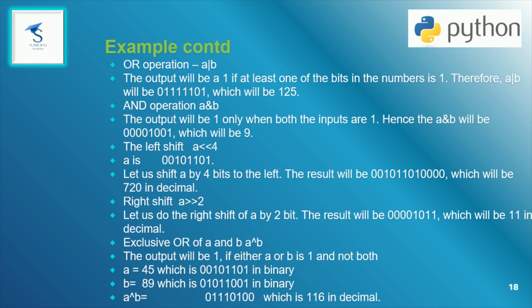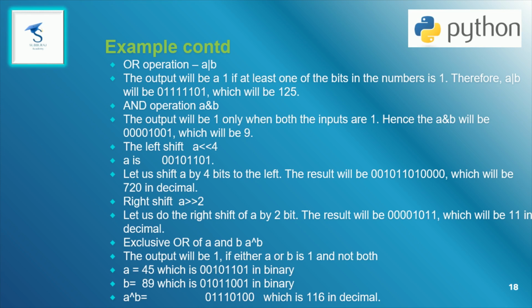The left shift. A is 00101101. Let us shift A by 4 bits to the left. The result will be 001011010000, which will be 720 in decimal. Right shift. Let us do the right shift of A by 2 bits. The result will be 00001011, which will be 11 in decimal.